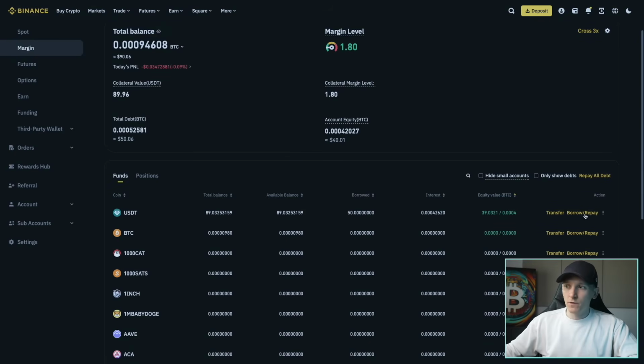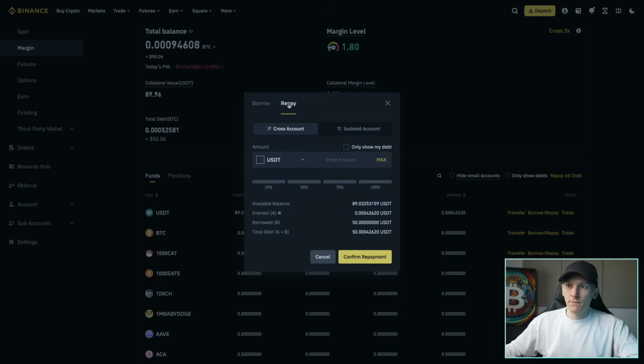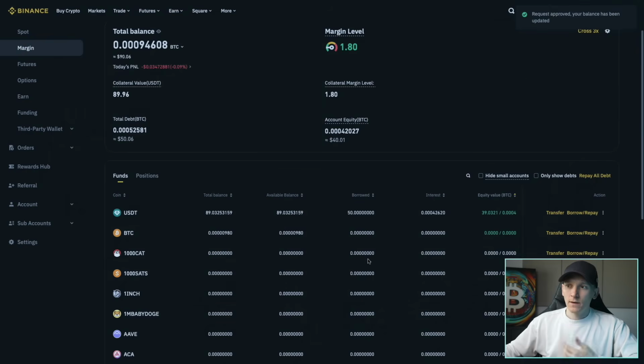So what I'm going to do is press borrow, repay. I'm going to press repay. This is in my cross account, and let's repay $25 and press confirm repayment. That would pay off half of the debt. But what I'm going to do is press max like this. It pays off the interest and the debt itself, and then press confirm repayment, and that's done.